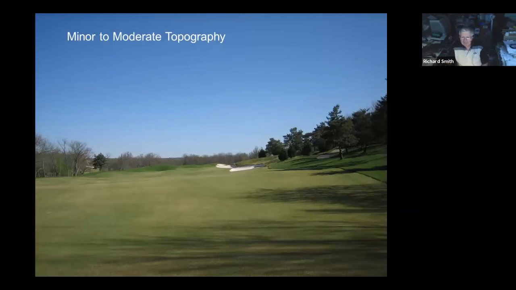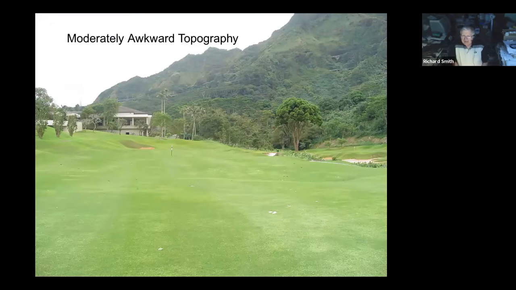This one I would call a minor to moderate topography. You're going to more often than not have the ball either above or below your feet, depending on whether you're right-handed or left-handed. This one is the moderately awkward topography. As you can see, the surface of the fairway is getting more and more irregular in terms of smoothness. So you're going to have more awkward stance probably in this one than you had on the previous one.